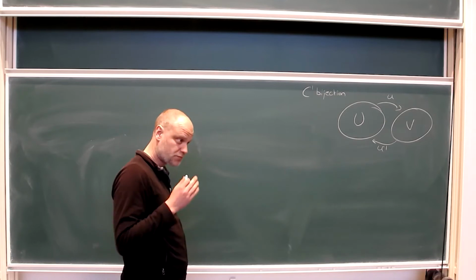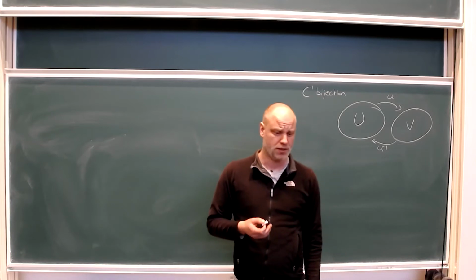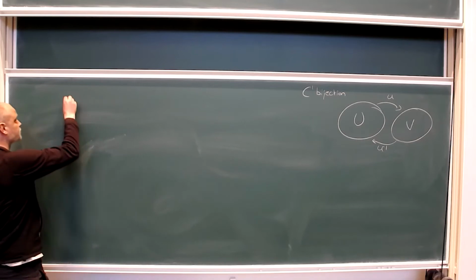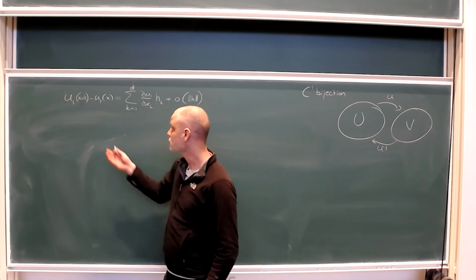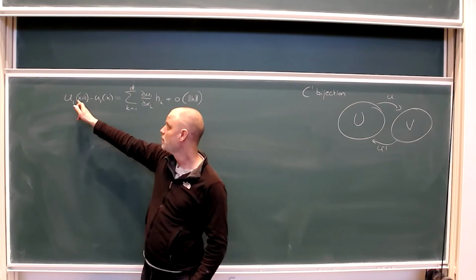What does it mean for a function to be C1 in several variables? Well, if we just have one function, it's from several variables to one variable.